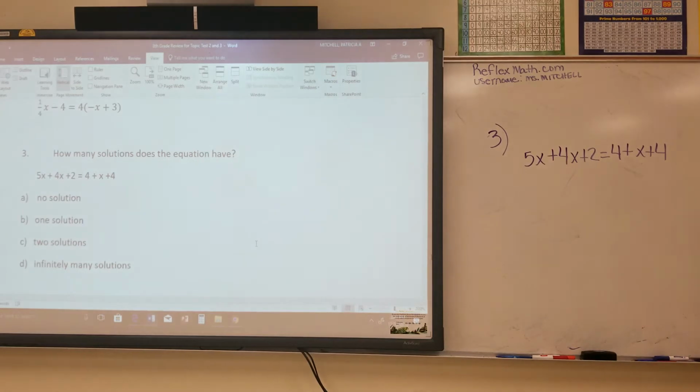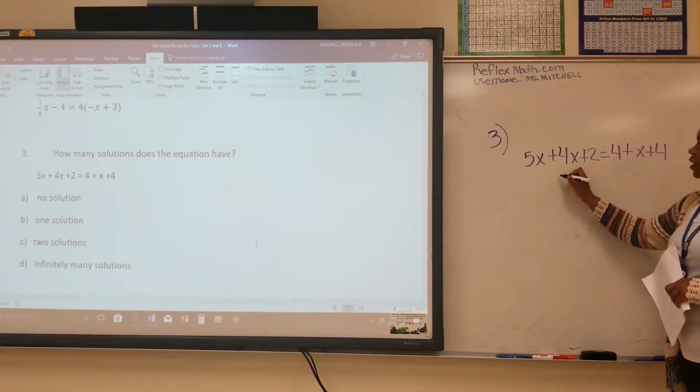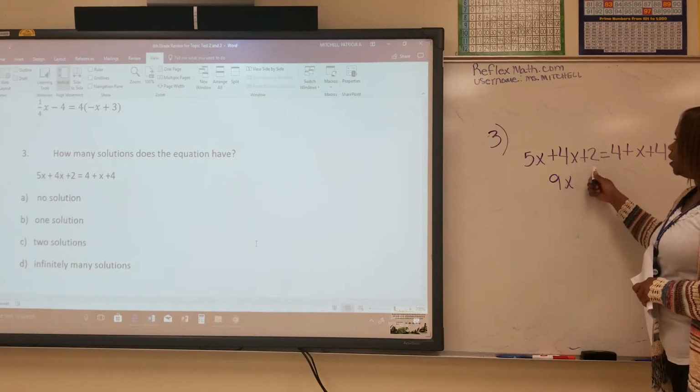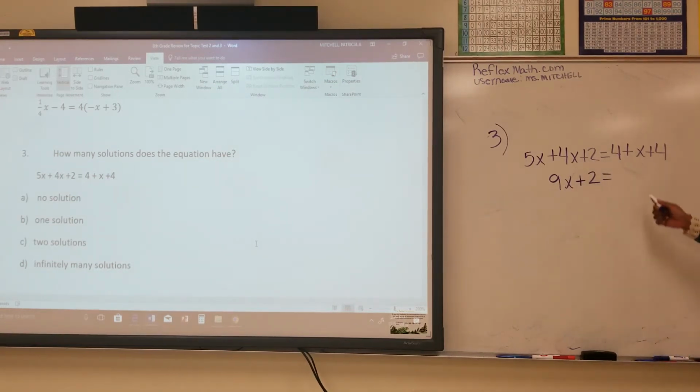All right. Now we have like terms that we need to first combine. All right, so let's work with this side. 5x plus 4x gives us 9x. And then we bring down this 2. Here on this side, we have 4 plus 4, that's 8. And then we have this x. So on one side, we have 9x plus 2. And on the other side, we have x plus 8.